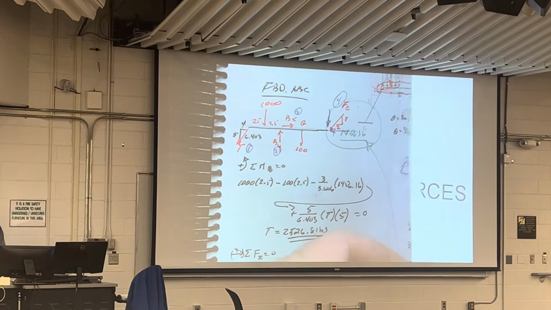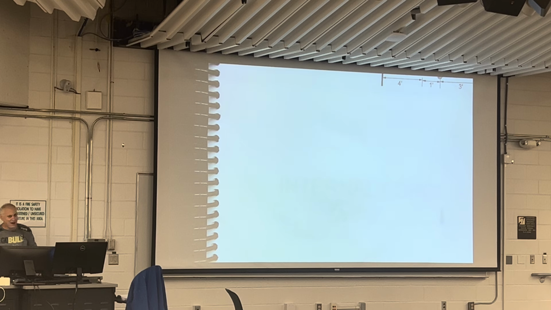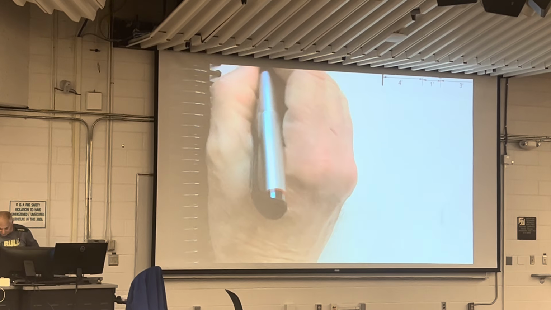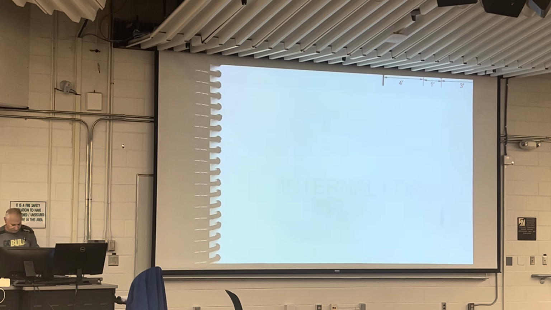All right. Next problem. Next problem is what's known as a compound beam. Key element, compound beam.